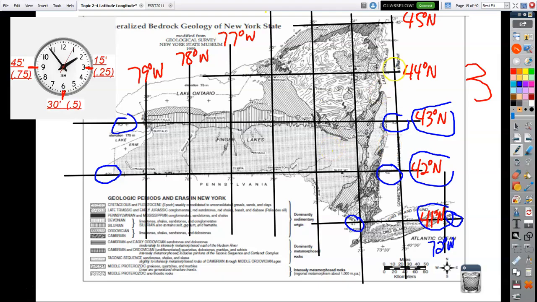And then 44 up here by Lake Champlain. And there's a 44, where is it? Oh, right here in Lake Ontario. Draw another line. And then up at the Canadian border, there's a 45 up here, and over here by Massena, a 45. So draw the horizontal lines and connect the 45s, the 44s, 43s, 42s, 41s.